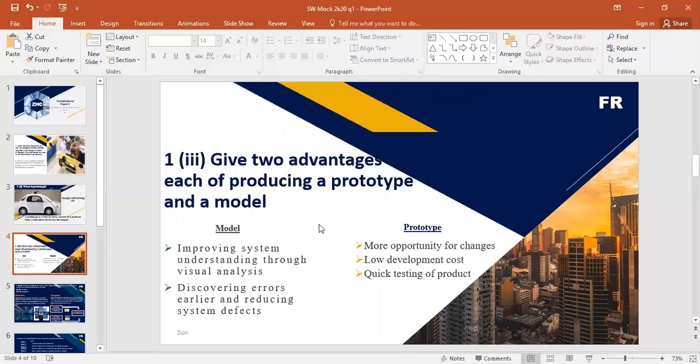For the prototype, more opportunity for changes. You can easily change, low development cost, quick testing of product. Because when it's in that first early version, you can easily do so many things like the ones listed here.